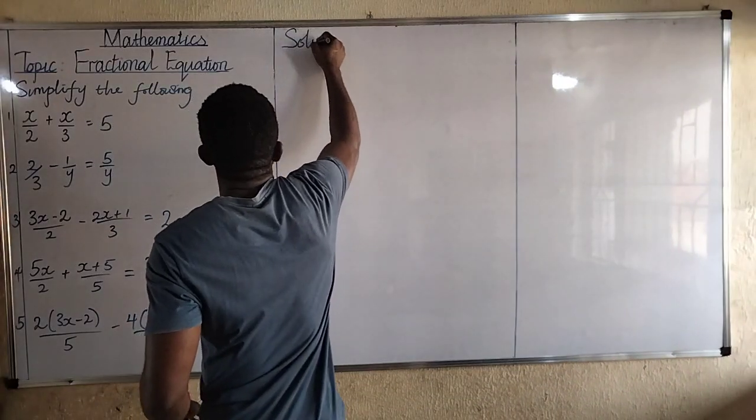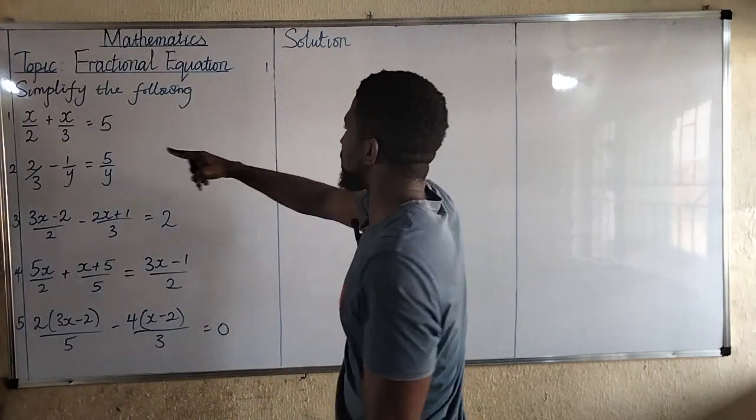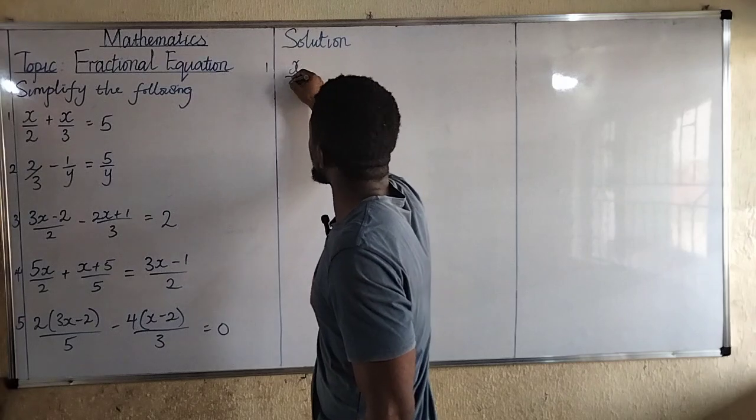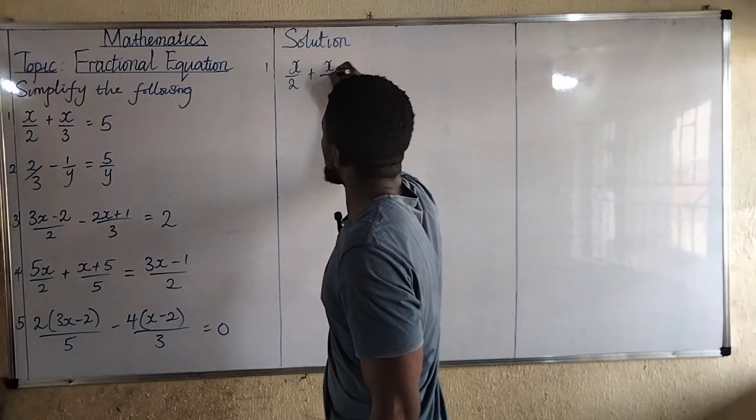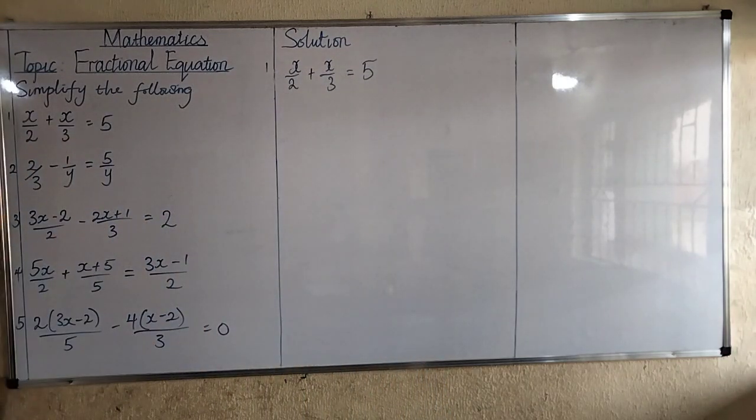Solution. Number 1, we are to get the value of the unknown x. x over 2 plus x over 3 gave us 5. To solve an equation containing two or more fractions, first eliminate the fractions by multiplying every term in the equation by the LCM of the denominators. Then solve the equation as usual.